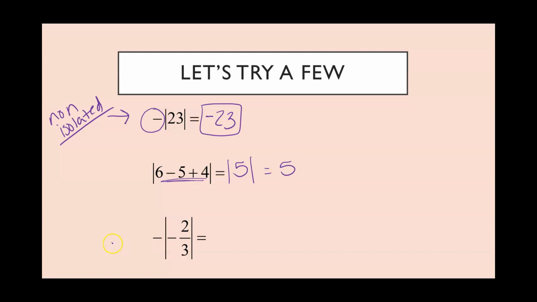Now this one, the last one, is also non-isolated, okay? So therefore, you have a chance of it being a negative number. So again, handle the grouping symbol, okay? The absolute value of negative 2/3 is positive 2/3. And then we have to bring that negative over, and that would be our answer, okay?